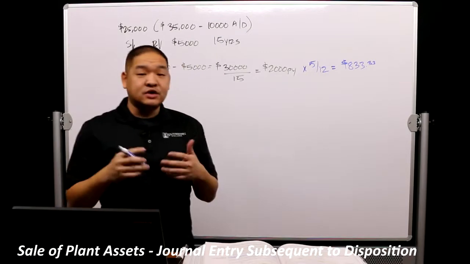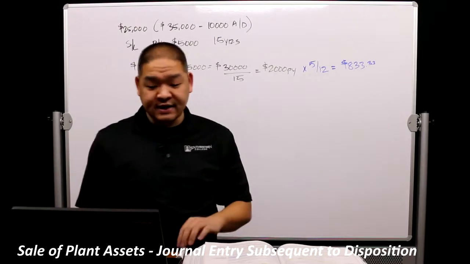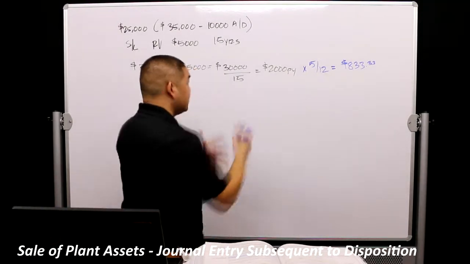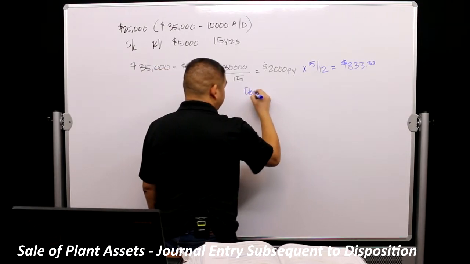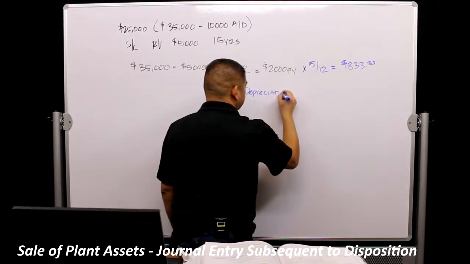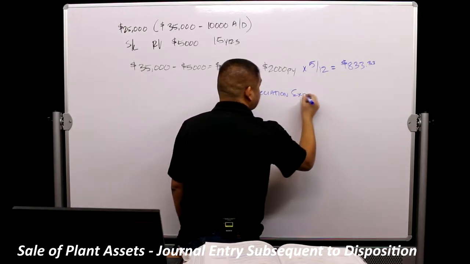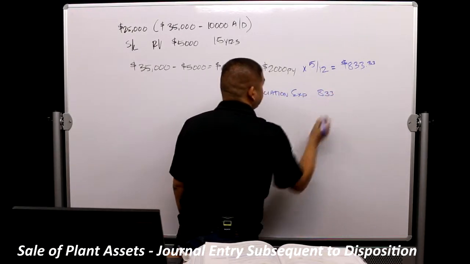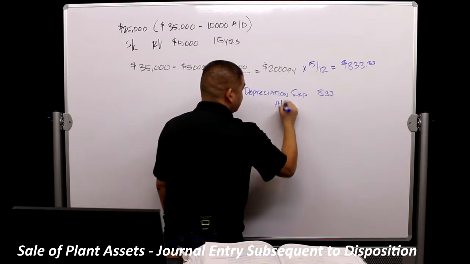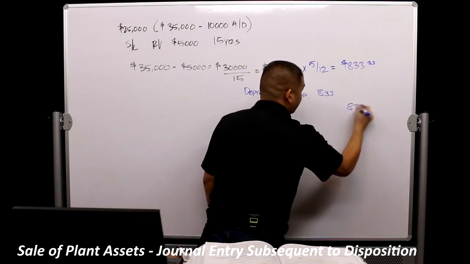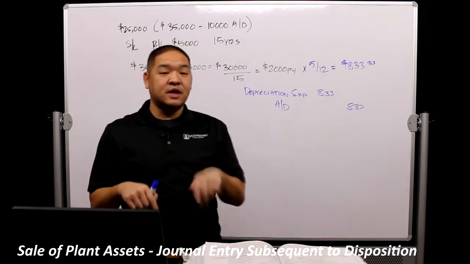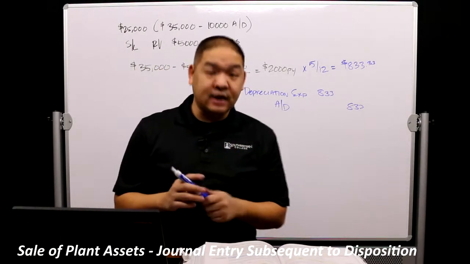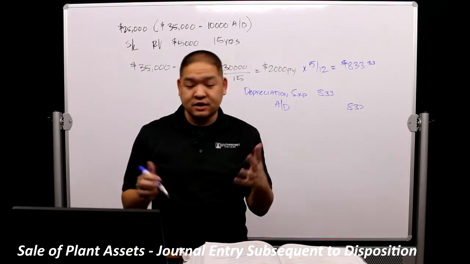So what I would do in this case is that I would, in my books, debit depreciation expense for $833, and then credit accumulated depreciation for $833. So that's what I would do. Now I got to do step two. Step two is to figure out the gain on the disposal or loss on the disposal.